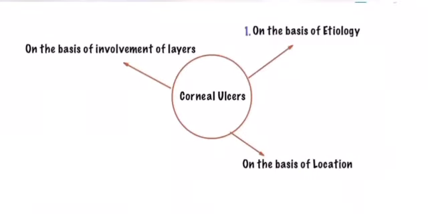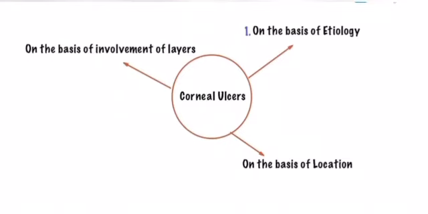Now we'll see the classification of corneal ulcers. Corneal ulcers can be classified on the basis of etiology, that is what causes it, or on the basis of location, like where the ulcer is present on the cornea. Sometimes it will be in the center of the cornea, sometimes in the periphery. They can also be classified according to the involvement of layers. The cornea has 6 layers. Sometimes the ulcer will be present only in the superficial part, sometimes it will go deep into the 6th layer itself.